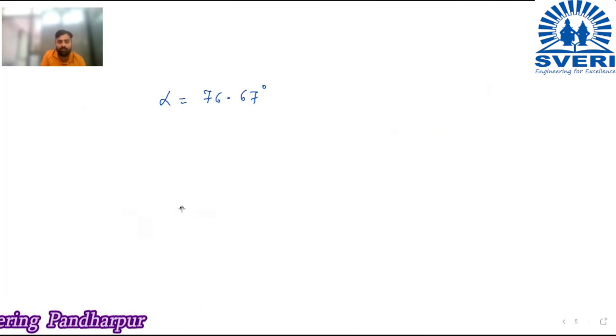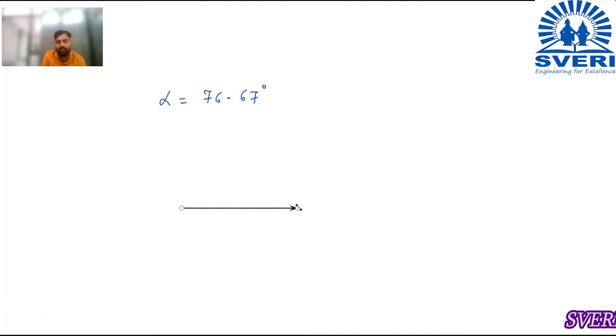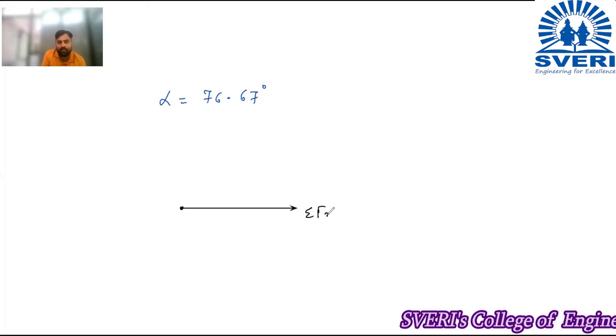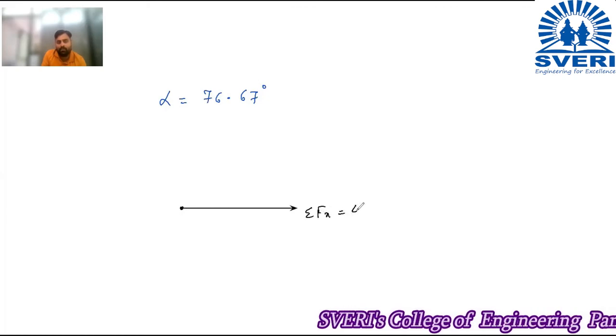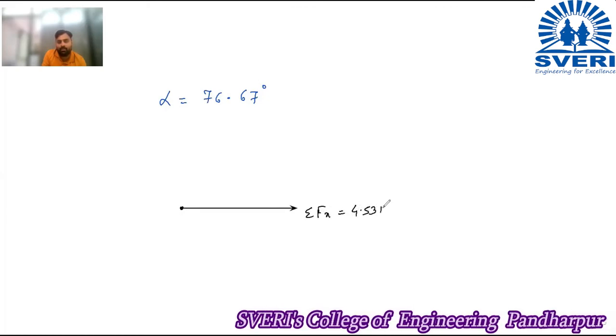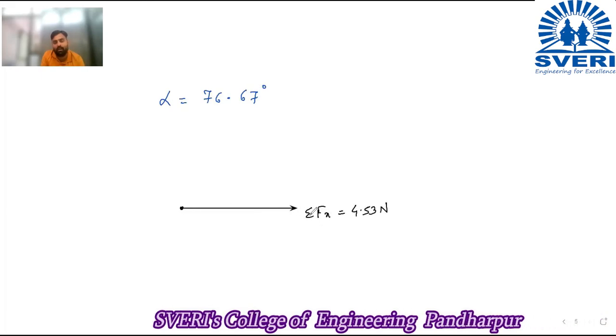What is the direction of summation fx? It is towards right. So this is the line which represents summation fx, and its value is 4.53 Newton and it is positive. So I have plotted it on the right hand side.